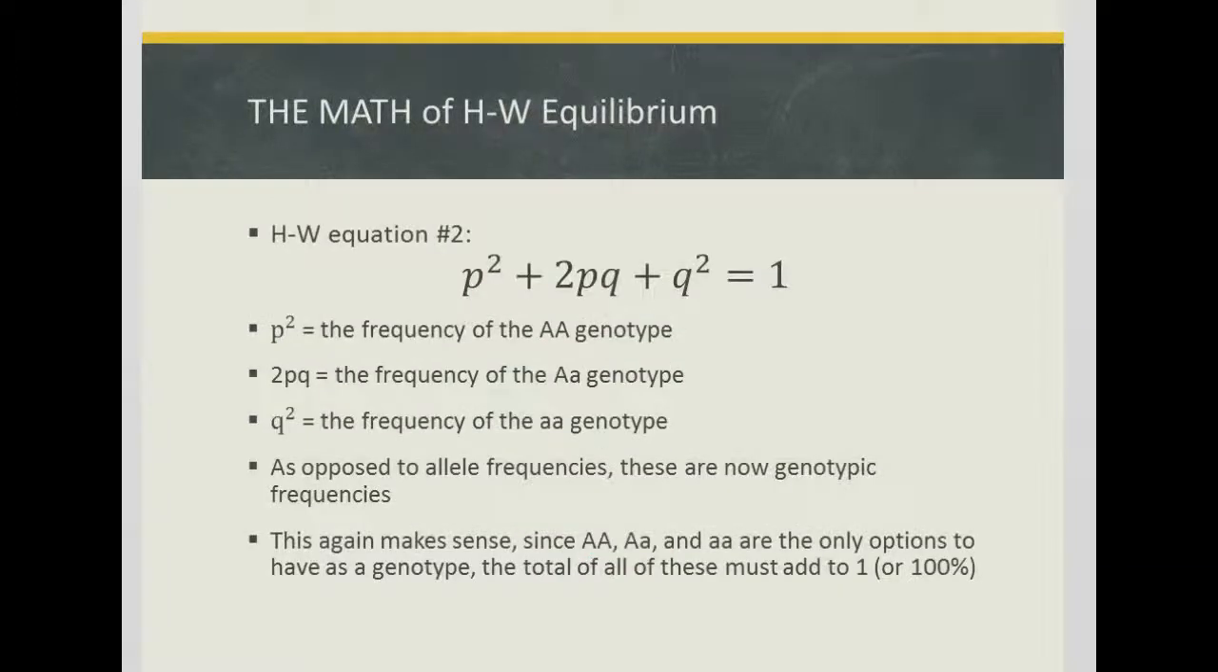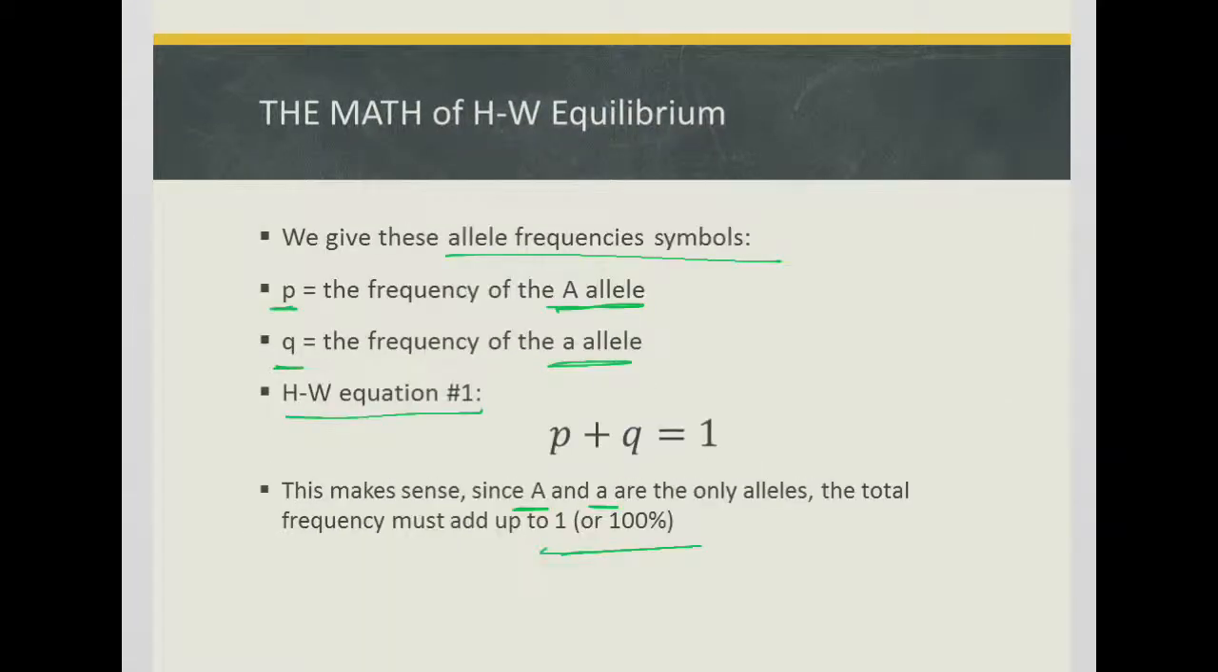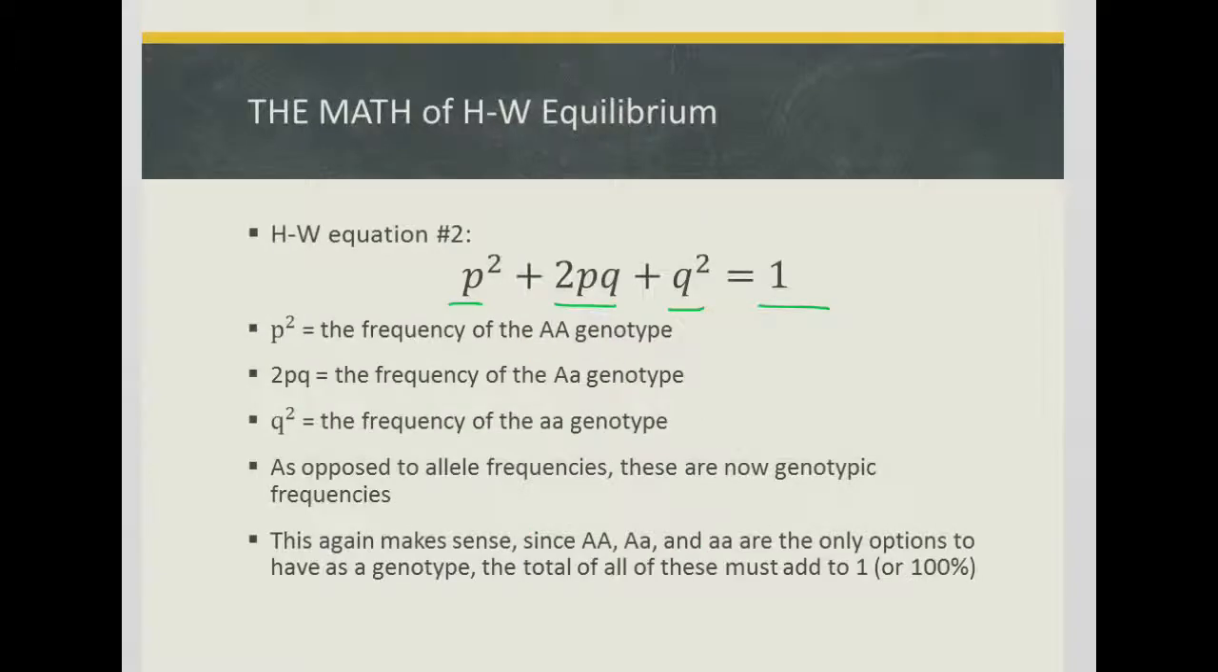The second equation is p squared plus 2pq plus q squared equals 1. Here, the first equation was about the alleles, and in this equation I'm talking about genotypes. p squared is the frequency of the homozygous dominant genotype. 2pq is the frequency of the heterozygote genotype. q squared is the frequency of the homozygous recessive genotype.